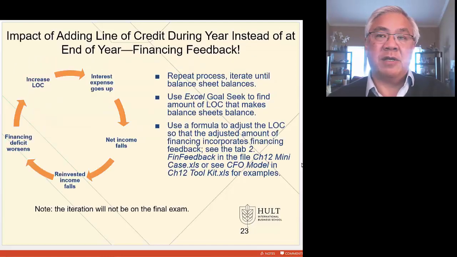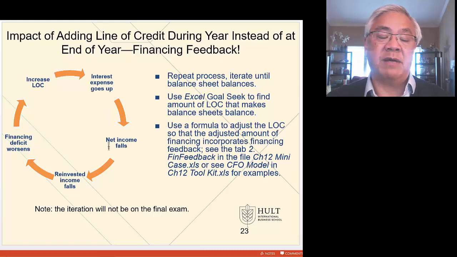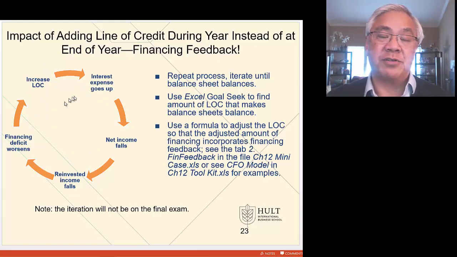Furthermore, what happens if we release that constraint of financing only at the end of the year? What happens is we have line of credit increases. Let's say it happens mid-year, just pick an example. Then interest expense goes up, which makes net income go down, which means we have less reinvestment. The whole profit margin times 1 minus the payout ratio will yield a different number. So now we need more money, so then we have to borrow more money. So this becomes this circle. There's a little bit of circular logic.